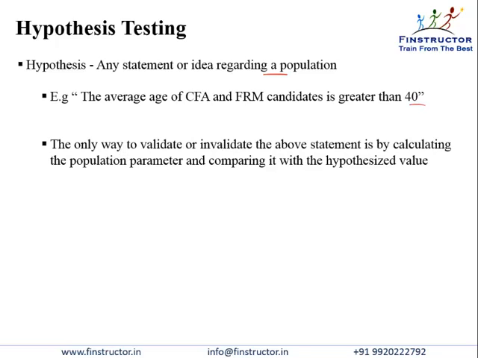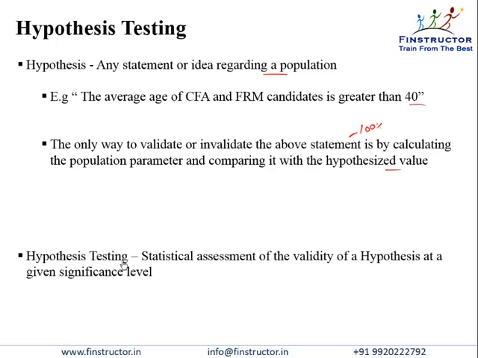The only way then that you can validate or invalidate the above statement with 100% confidence is by calculating the actual population parameter and comparing it with the hypothesized value. So calculate the data for the population, calculate the average age. If it comes out to be 35, that means the hypothesis was incorrect. If it comes out to be 45, that means the hypothesis was correct. That is the only way that with 100% surety you can accept or reject the hypothesis.